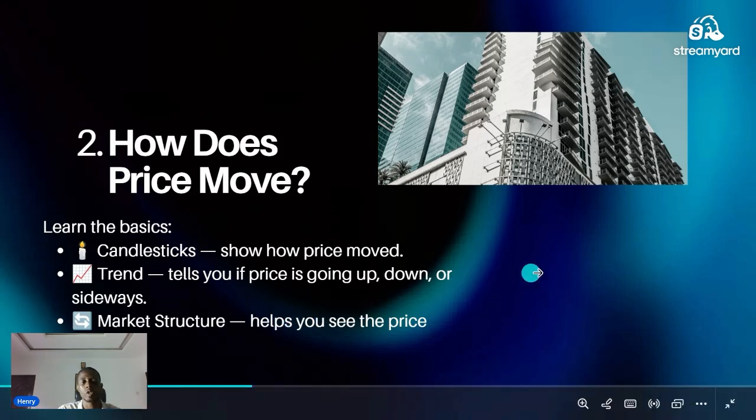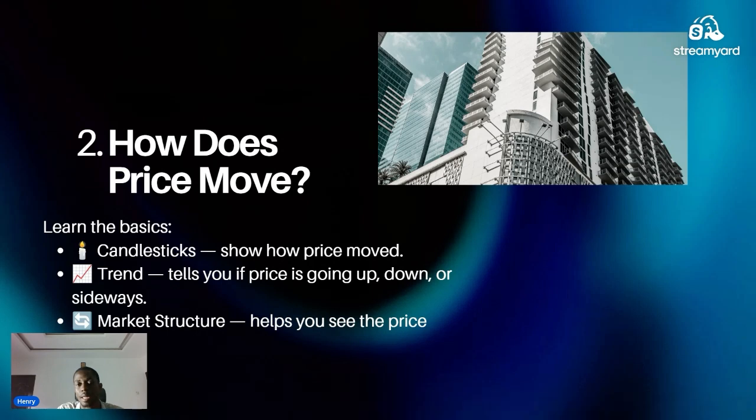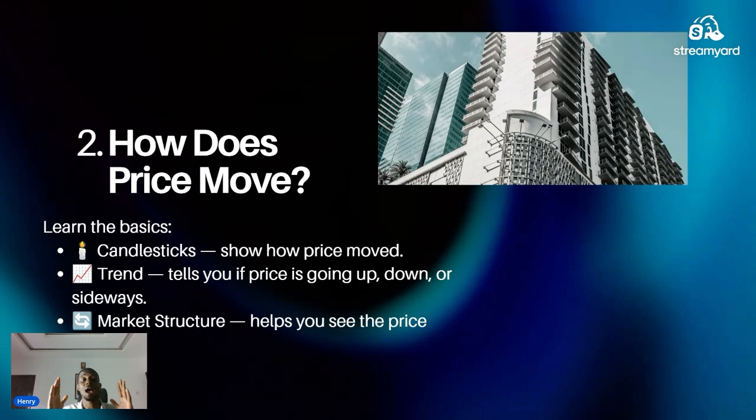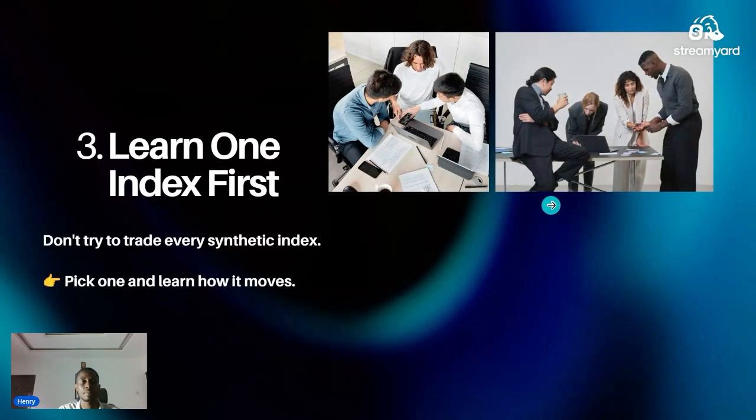Now market structure. Market structure helps you see the price pattern. It is the combination of trend and candlesticks that gives you the market structure. You can see, okay, this is what the market is doing, this is what the market is not doing. So you get a full picture of what is happening in the market. So that is how price actually moves. Let's head on over to the next one.